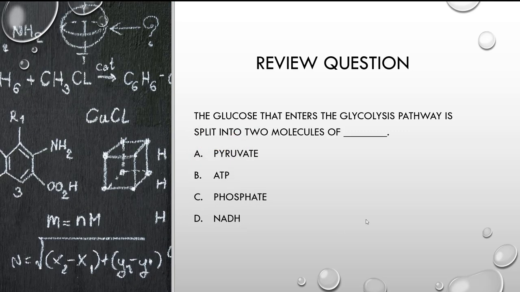The glucose that enters the glycolysis pathway is split into 2 molecules of: A, pyruvate, B, ATP, C, phosphate, or D, NADH? What is the glucose split into? If you chose A, pyruvate, I would agree with you. The 6-carbon glucose is split into 3-carbon pyruvate. We do get ATP, but glucose doesn't split into ATP. That's just a product.